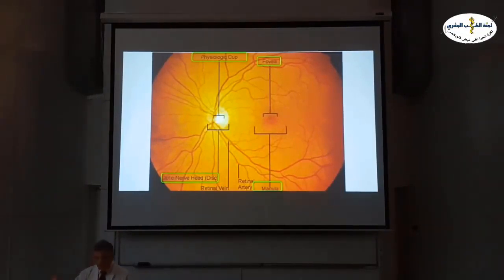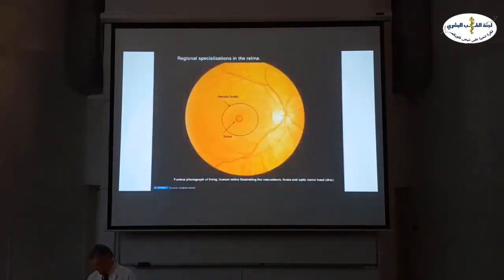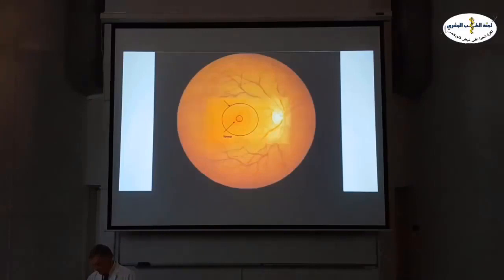The image should fall on the fovea. So this is the optic disc, this is the optic cup, 1/3 of the optic disc. And this is the macula, and the center darker area is the fovea. Macula and fovea. This is a normal optic disc, sharp edges, blood vessels radiating from the center, and this is the macula, and here is the fovea.